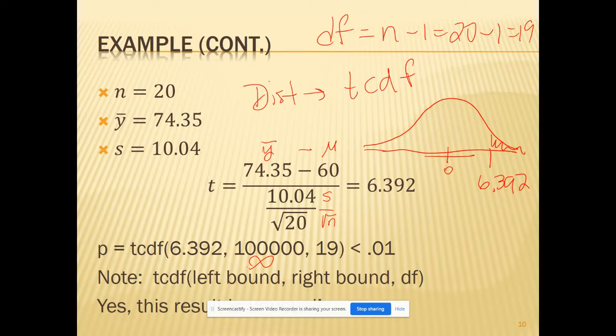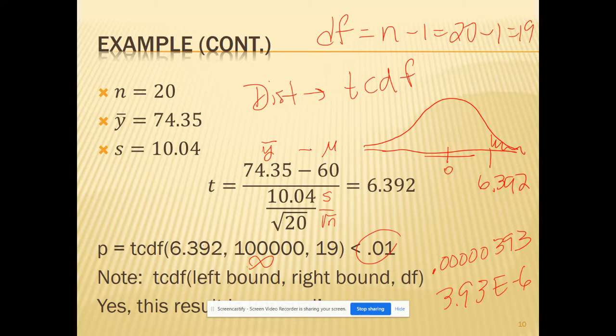And if you do that, you're going to get a very, very small number. It's going to tell you something like 3.93 something e negative 6 or something like that. Remember, that means put 5 zeros and then the 393. So it's way less than 0.01.